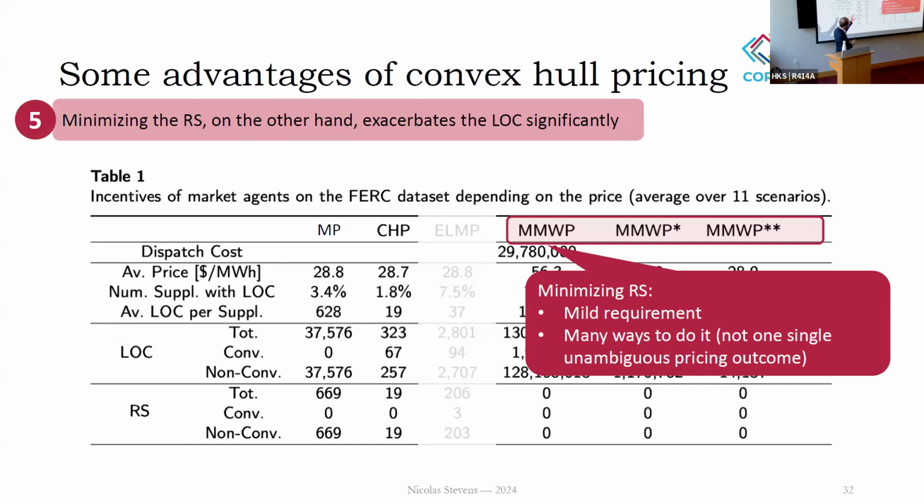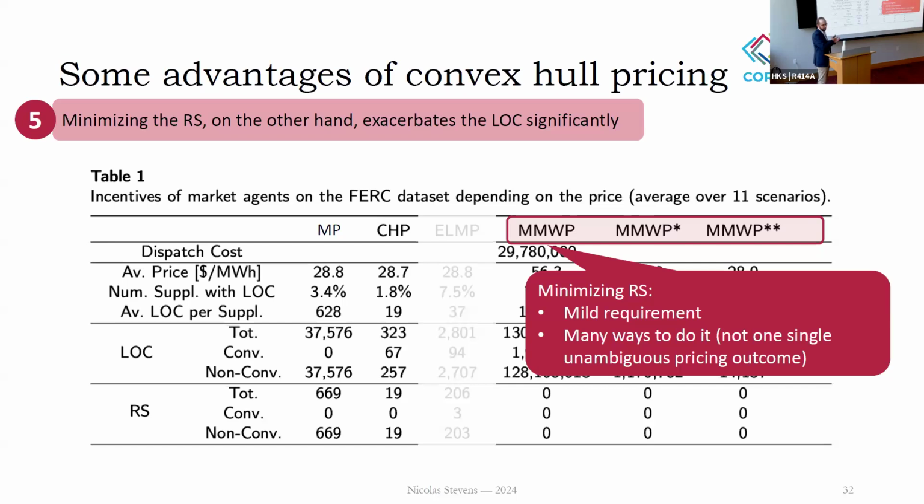So remember, these are the approaches that try to minimize what we have called the revenue shortfall. What you see here is that there are three different columns. So why is that? The first thing I want to say is that if you think about it, actually minimizing the revenue shortfall, so trying to have a price such that as far as possible, market participants break even, is a very mild requirement. Like if you have inelastic load, you just take a price that is very high and for sure everyone will break even, right? So that can be viewed as a very mild requirement.